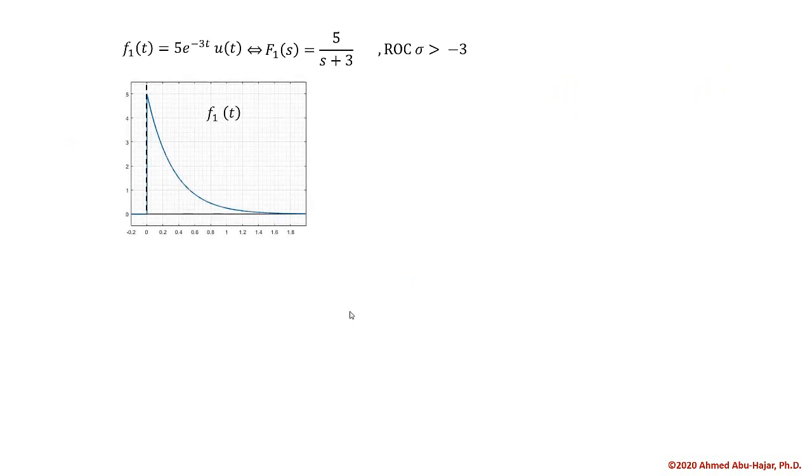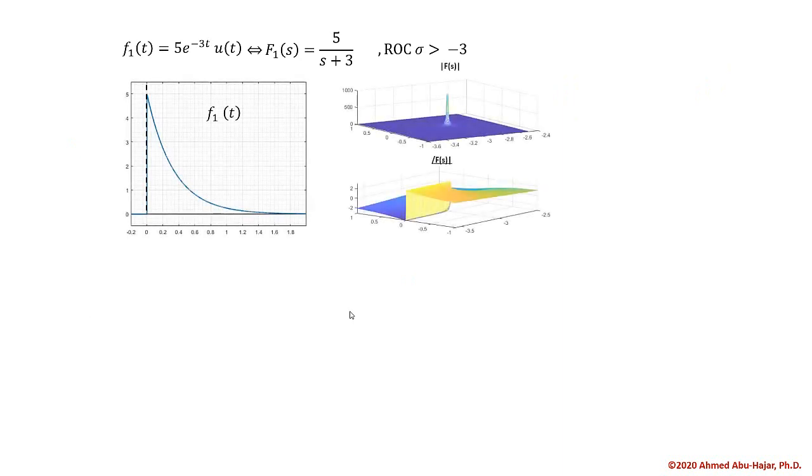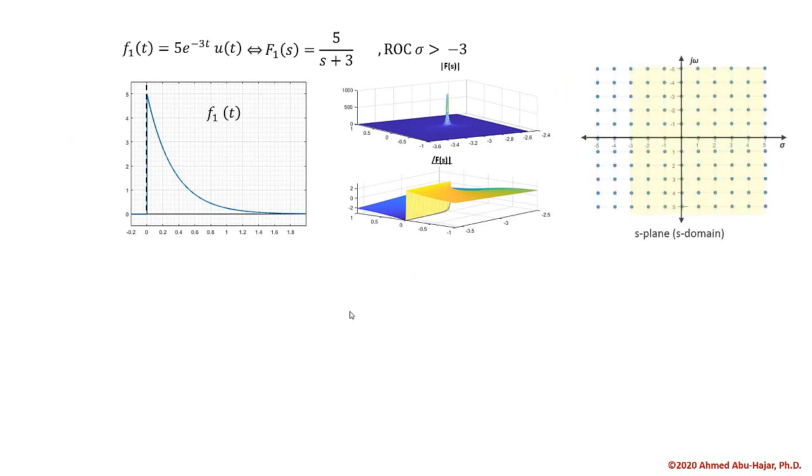So let's elaborate a little bit on the two functions to see the difference. In the first example that we solved, we know that the function is an exponentially decaying function. This is basically the function that you have, but more important is the region of convergence, which is sigma greater than -3. For the second example, you get the same Laplace transform, but the region of convergence is different.